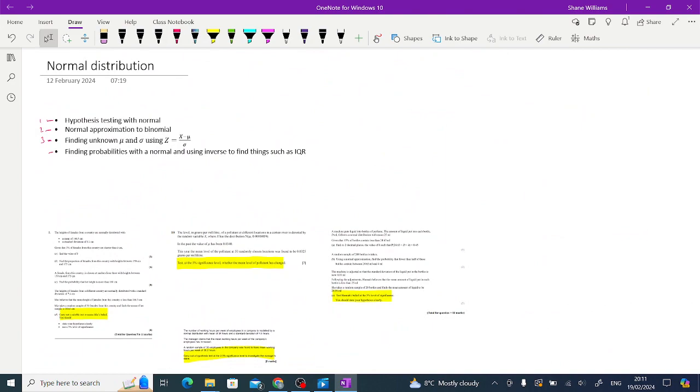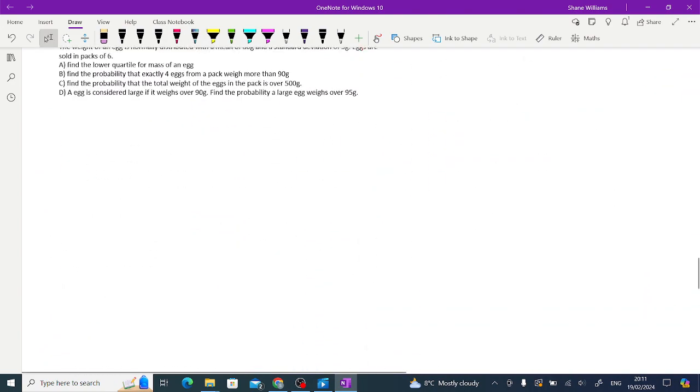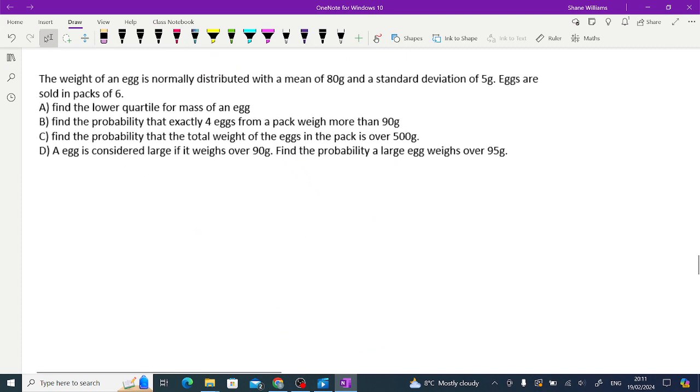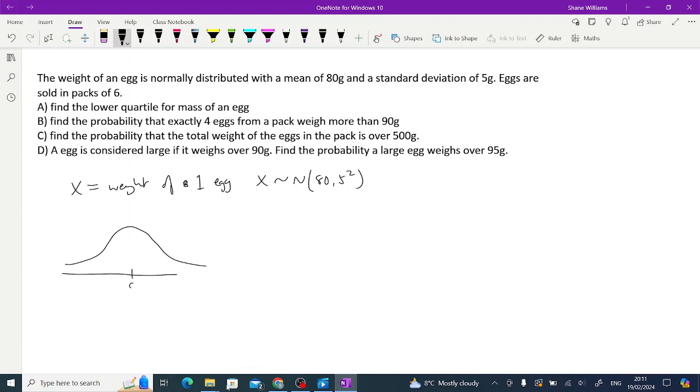Using the standardization formula to find an unknown mu and sigma. Now the only other sort of thing really is just to give you these questions where they combine a few different things. So the weight of an egg is normally distributed, so let's say x is the weight of one egg, and x is normally distributed with mean 80 and variance of 5 squared. Eggs are sold in packs of 6. Here's my distribution, here's my mean of 80.